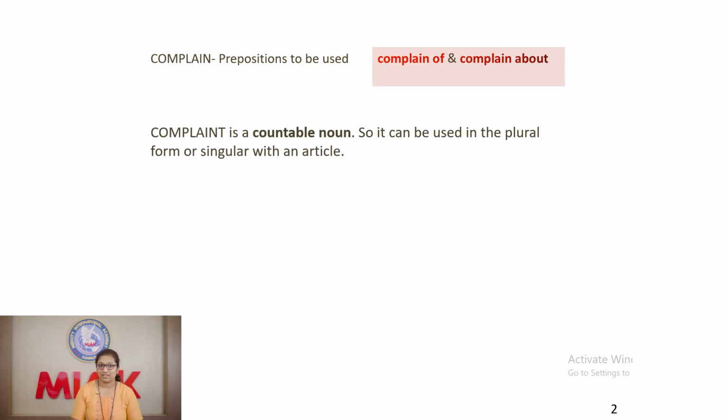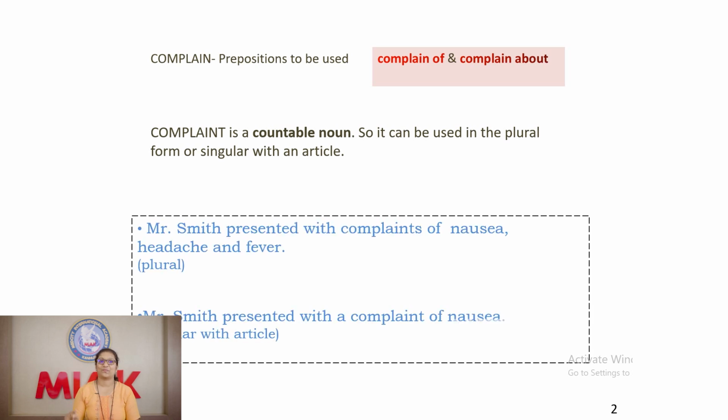Now complaint, which is a noun form, is a countable noun. So it can be used in the plural form or in the singular form, of course with an article. അപ്പോൾ സിംഗുലർ ഫോമിലാണെങ്കിൽ നമ്മൾ ആർട്ടിക്കിൾ മോസ്റ്റ്ലി എ ആർട്ടിക്കിളാണ് യൂസ് ചെയ്യേണ്ടി വരിക. I'm sure this will bring in more clarity. Mr. Smith presented with complaints of nausea, headache and fever. Complaints with an S in the plural form.